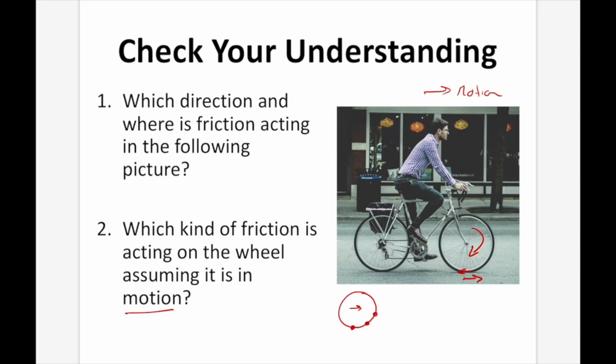The wheel isn't sliding over. If the entire wheel was like this and was just simply sliding over with only one point of contact, then it would be kinetic friction. But since it's rolling and a different part is touching every single time, and they're not actually moving against each other, it's going to be static friction.